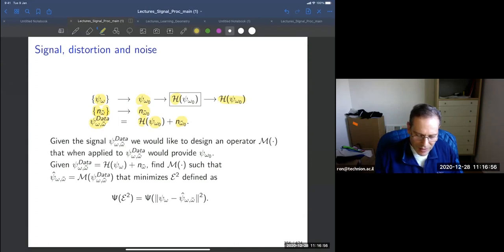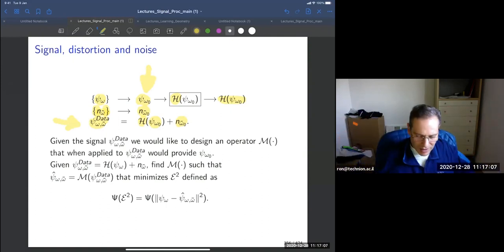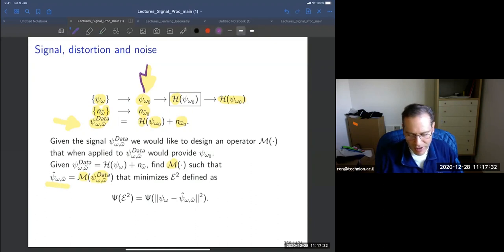Now, given the data, what we would like to do is reconstruct back the input to the system. Why? Because it is important. If I'm taking a picture and this picture was distorted by some filter, by something which is unwanted, unrelated, I would like to extract back the original image. Okay, so what we need to do is find an M, a calligraphic M, an inverse filter, if you like, that would take as input my given data. And the output would be an estimation of my original signal, okay? Of my input to the system, okay?